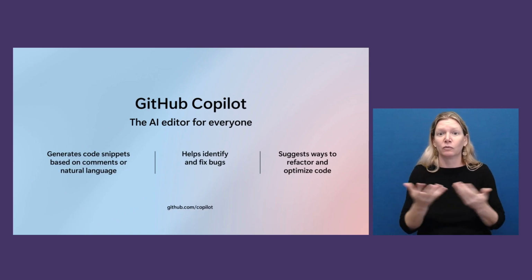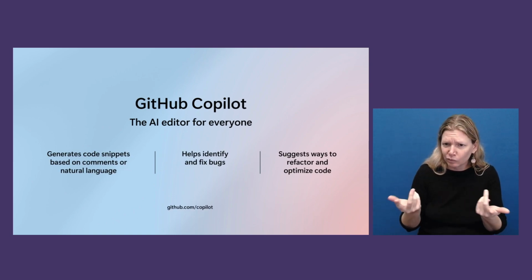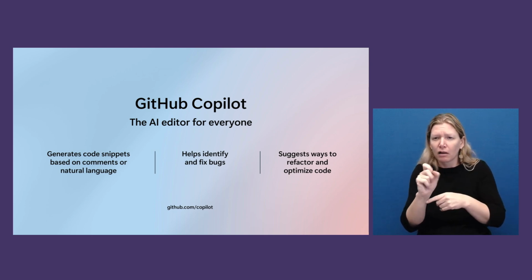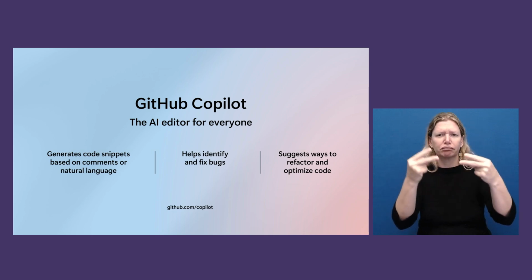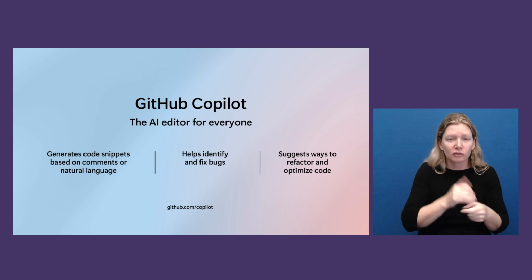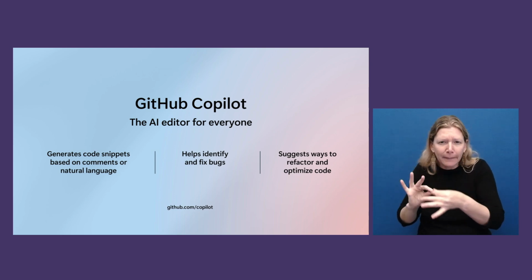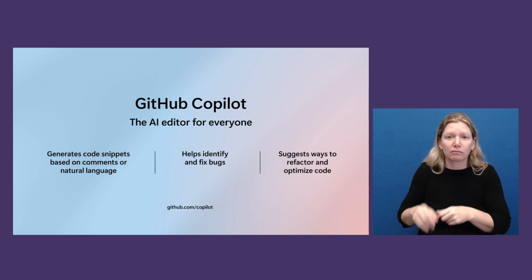programming tool. We'll explore how Copilot is transforming the way that we all develop software, making it more inclusive and accessible for everyone. So, just what can GitHub Copilot do? Copilot can suggest entire lines or blocks of code as you type, helping you write code faster and with fewer errors. Based on comments or natural language descriptions, it can help identify and fix bugs, and can even suggest ways to refactor and optimize code.